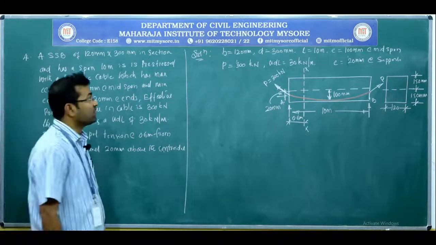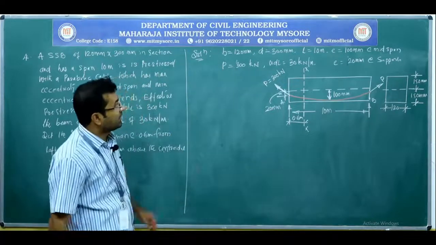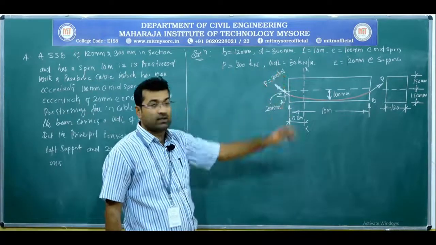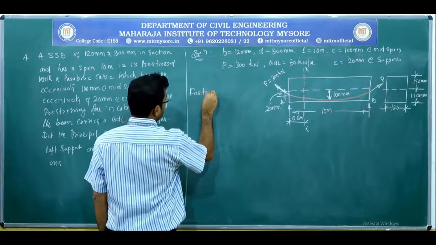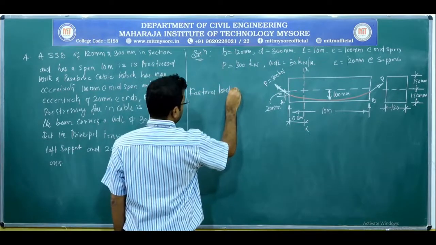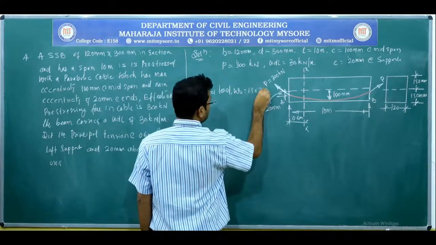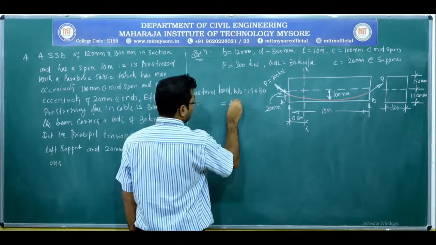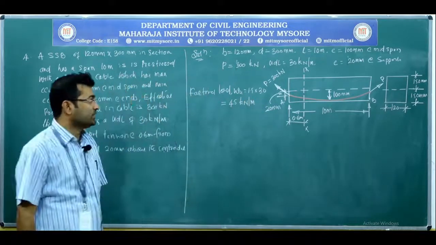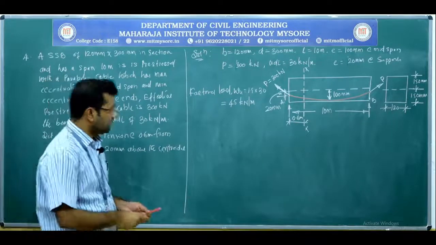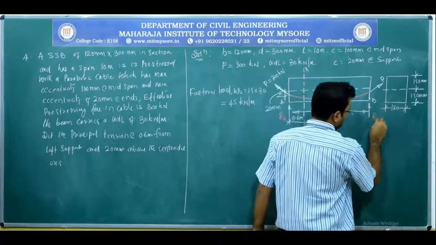Before that, let us calculate the load. So as per the given data, the load is about 30 kilonewton per meter. So let us calculate the factored load, that is WU is equals to 1.5 into 30, that is about 45 kilonewton per meter.